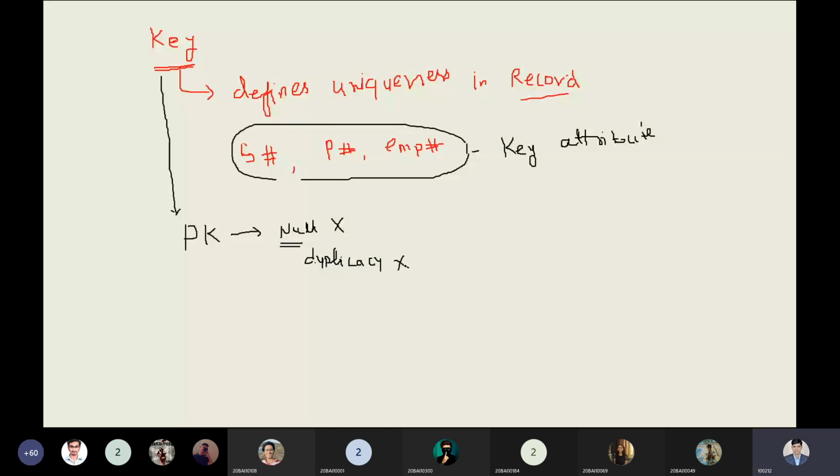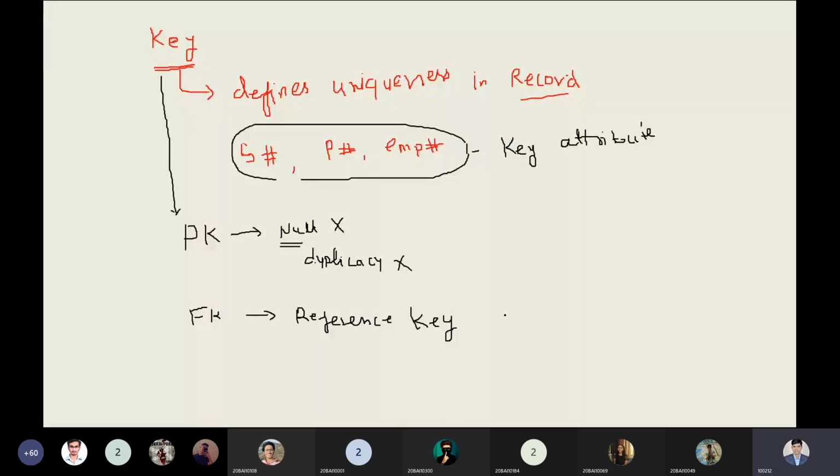Next we have the FK, that is the foreign key. Foreign key is known as a reference key, actually, because it keeps the reference of the other table's primary key, and with the help of the foreign key we can make the relationship between the first table and another table.